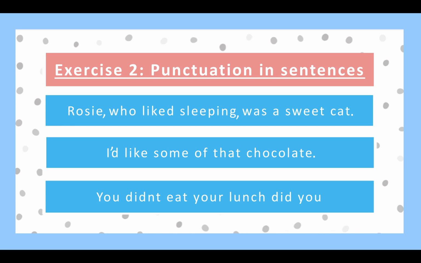Sentence 3. You didn't eat your lunch, did you? As we've previously discussed with the second sentence, contractions require an apostrophe. Therefore, the contraction didn't requires an apostrophe between the N and the T. Further, as with the first sentence, we can see that this sentence contains a main clause, which is you didn't eat your lunch, and a subordinate clause, which is did you. Therefore, to break up the main clause from the subordinate clause, we need to add a comma here.